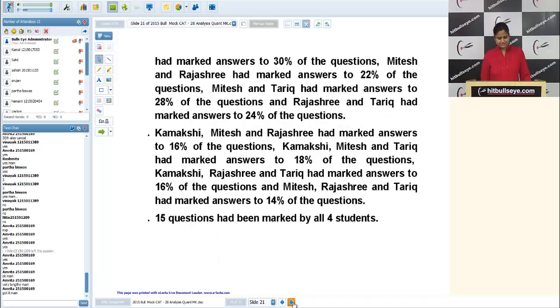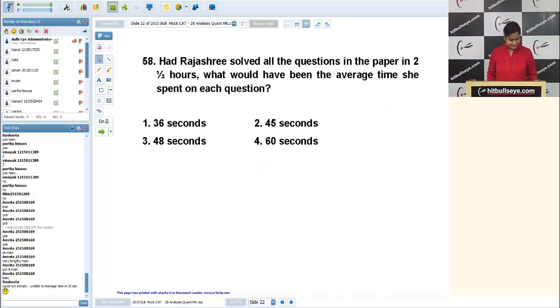Now, this was an easy set if you are comfortable in drawing a 4 variable Venn diagram. Yes, any problem in this set? Yes, if you are comfortable in drawing a 4 variable Venn diagram, then it will be easy. Let us see how we can draw.